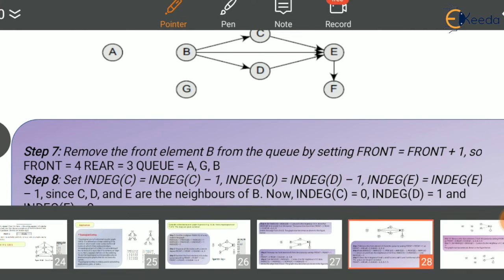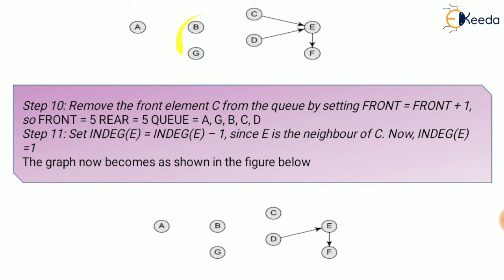So the graph looks like this because in the previous slide also we are removing the edges which are connected to this B, as it has in-degree 0. The vertex which has in-degree 0, we try to cut the edges which are connected to that particular vertex. Now remove the front element C from the queue by setting front equal to front plus 1, so front is equal to 5, rear is equal to 5. Now it is time to do the next step on C, as C has in-degree 0, right? So we are trying to delete the edge which is connected by C to other vertex.